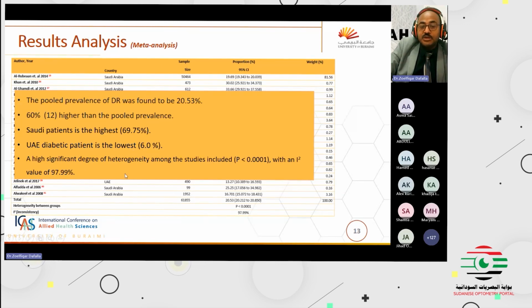There is a high, significant degree of heterogeneity. We found this, and it is significant. If you look at the p-value, you will find it p<0.0001, and the heterogeneity you will find is around 97.99%.